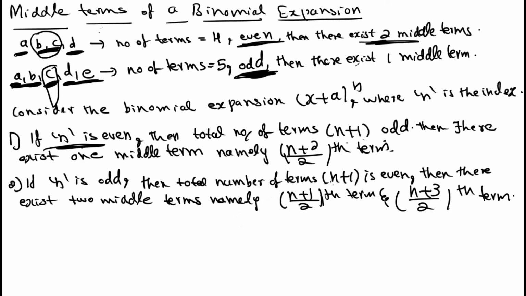Okay, so index even means the formula is (n plus 2) by 2. Index odd means two middle terms, (n plus 1) by 2 and (n plus 3) by 2. Okay, now let's see some problems related to middle terms.